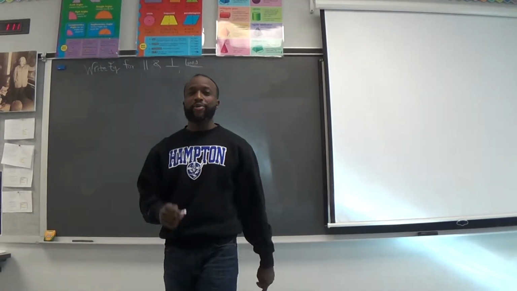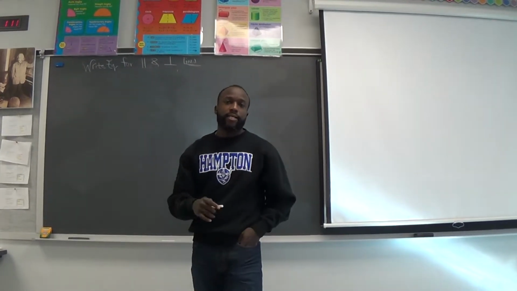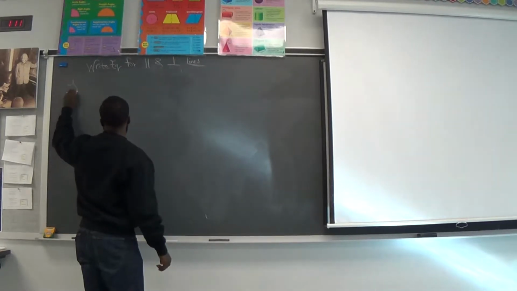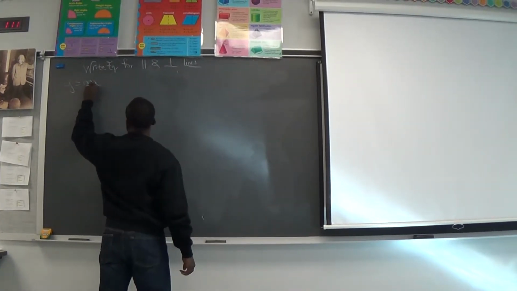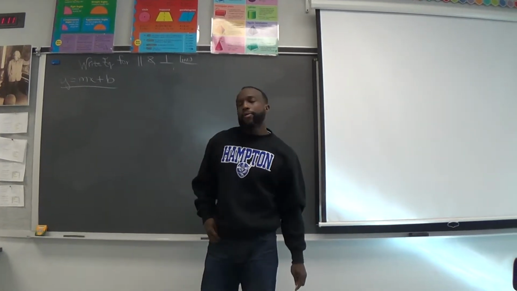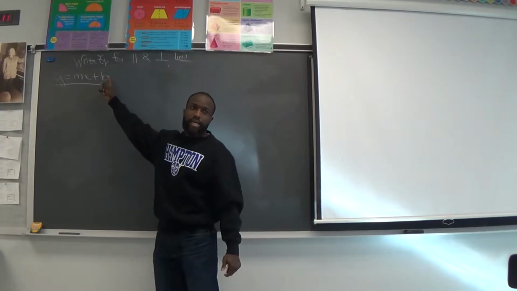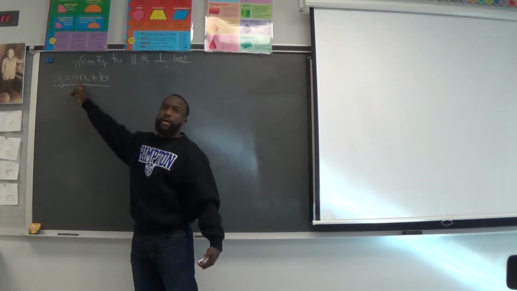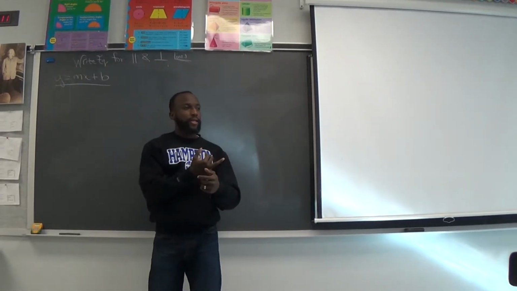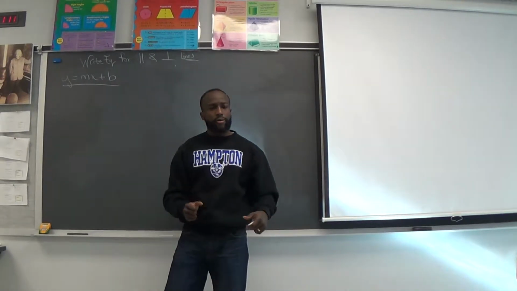Here is Mr. Do The Math, and today we're going to talk about writing the equation for parallel and perpendicular lines. We already know that the equation for a line is y equals mx plus b. This is one equation for a line, the slope-intercept form. We're going to use the slope-intercept form to identify our slope, then find the slope for the parallel line and the perpendicular line, and put it into this equation.